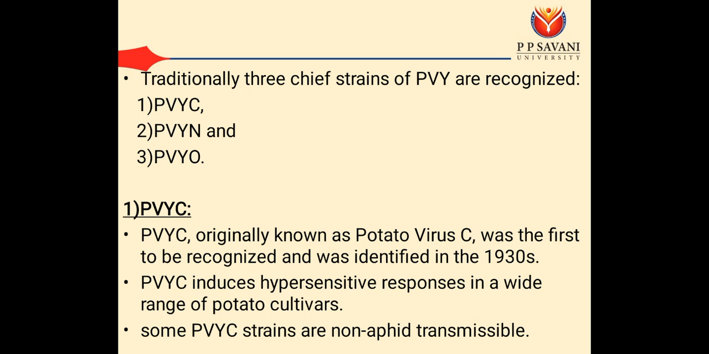The first, PVYC, originally known as potato virus C, was the first to be recognized and was identified in 1930. PVYC induces a hypersensitive response in a wide range of potato cultivars. Some PVYC strains are non-aphid transmitted.